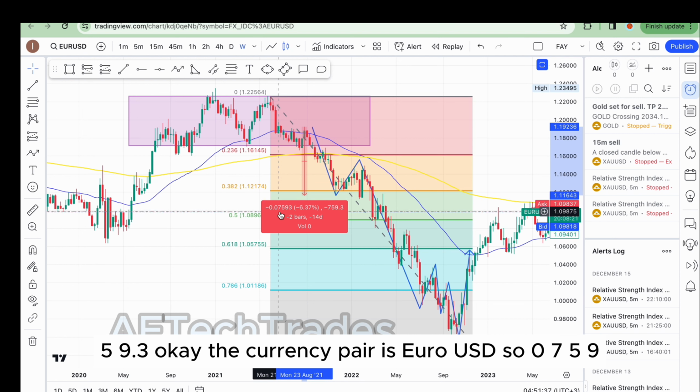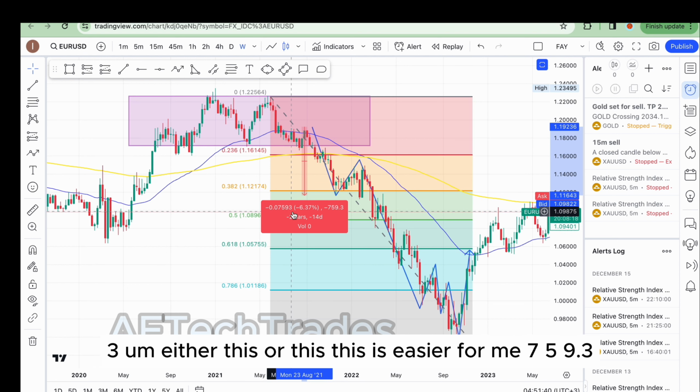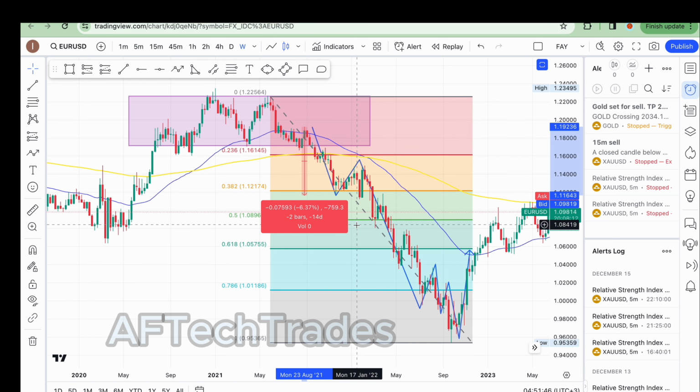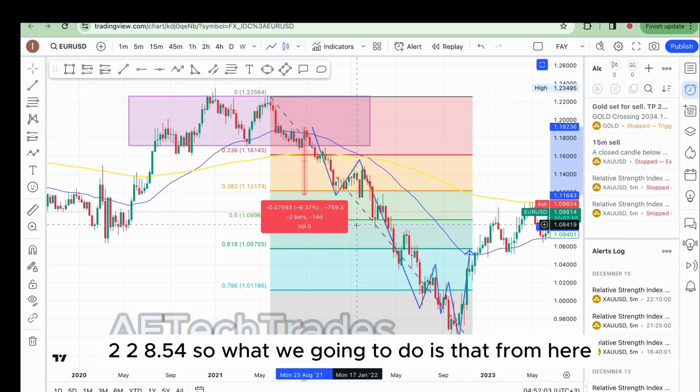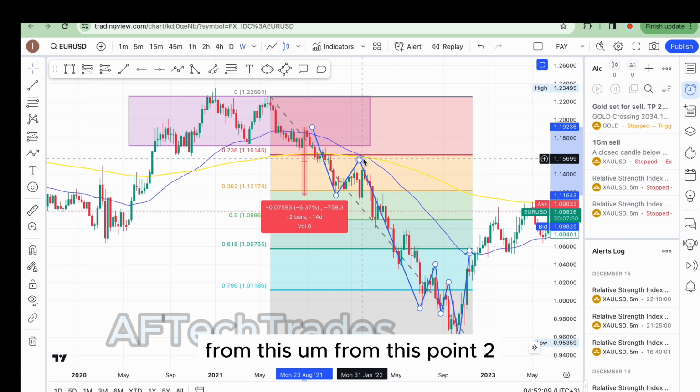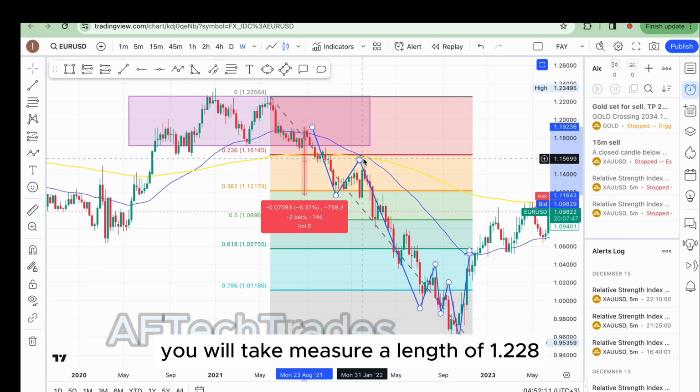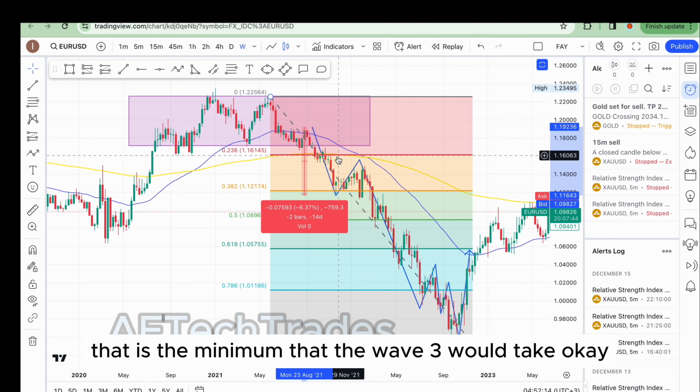So 0.07593, either this or this is easier for me. 759.3. On your calculator, if you do 759.3 multiplied by 1.618, this gives me 1228.54. So what we're going to do is that from this point 2, you will measure a length of 1228. That is the minimum that wave 3 would take.